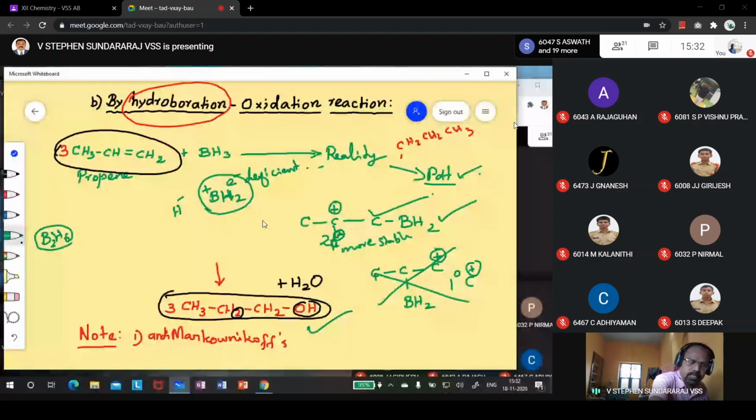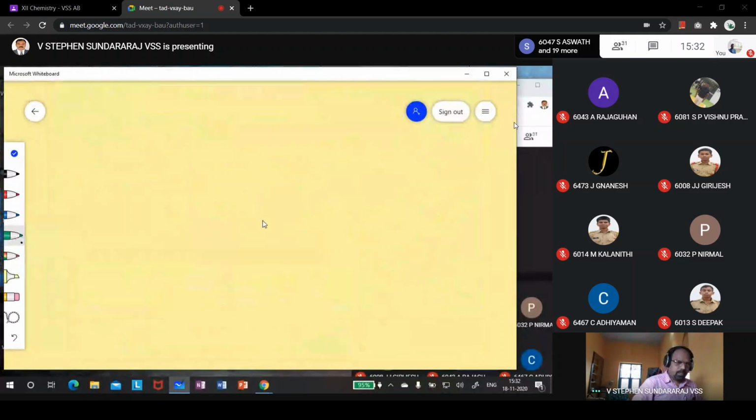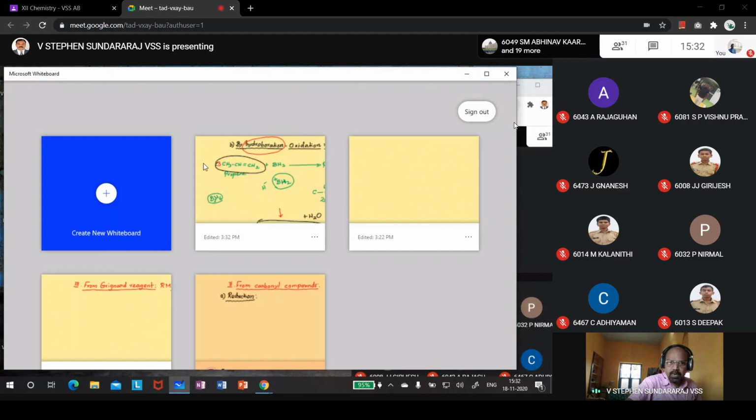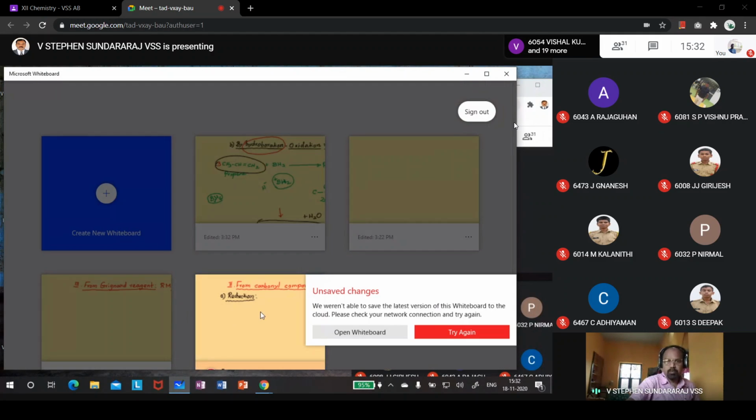Right. Now next, the second method of preparation is from carbonyl compounds. From carbonyl compounds.